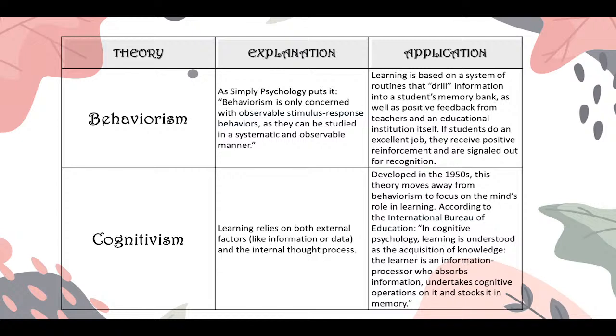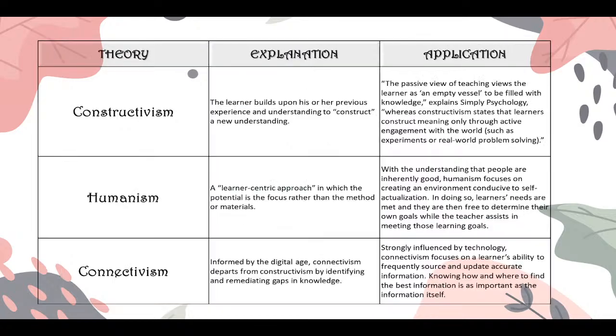According to the International Bureau of Education, in cognitive psychology, learning is understood as the acquisition of knowledge. The learner is an information processor who absorbs information, undertakes cognitive operations on it, and stores it in memory. So it's cognitivism, like cognitive psychology, which we will speak about later. So, constructivism, humanism, and connectivism.